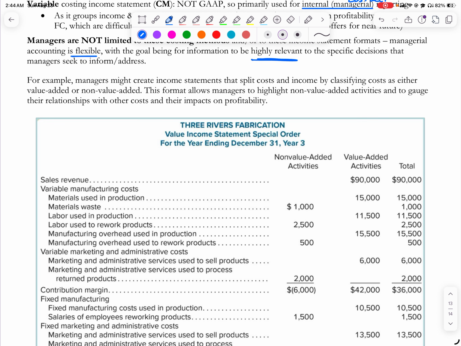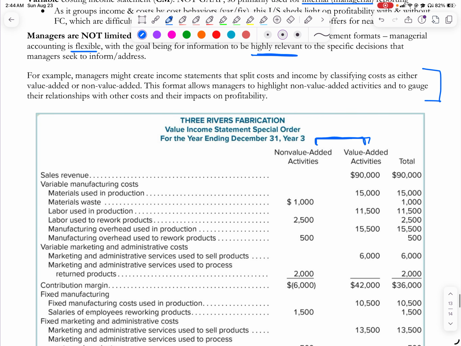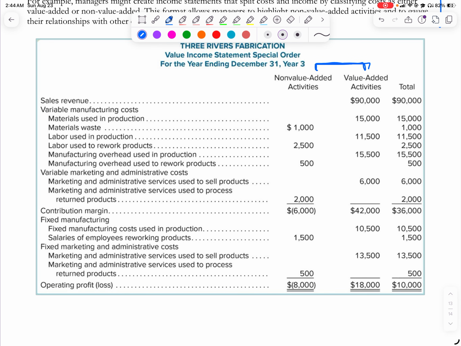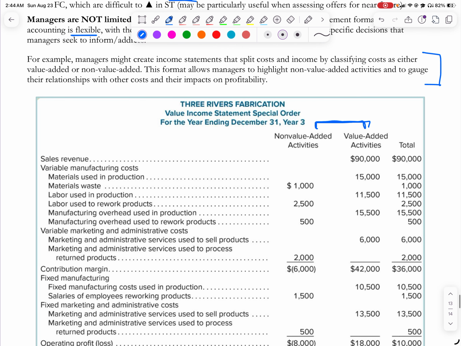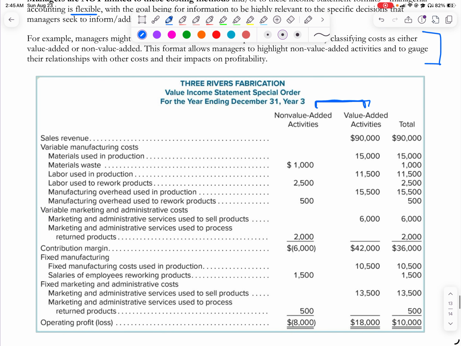One of the ways that the textbook provides as an example would be income statements that split up costs in columns, classifying them into costs that stem from non-value added activities and costs that stem from value added activities. That helps them identify potential things that they could eliminate and what the impact of eliminating those non-value added activities could be on their profitability.